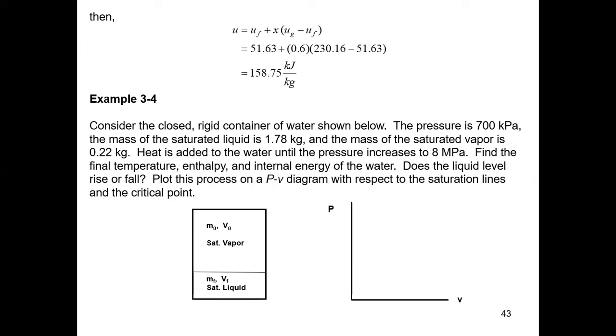And then this example, consider the closed rigid container of water shown below. The pressure is 700 kilopascal. And the mass of the saturated liquid is 1.78 kilogram and the mass of saturated vapor is 0.22 kilogram. Heat is added to water until the pressure increases to 8 megapascal.